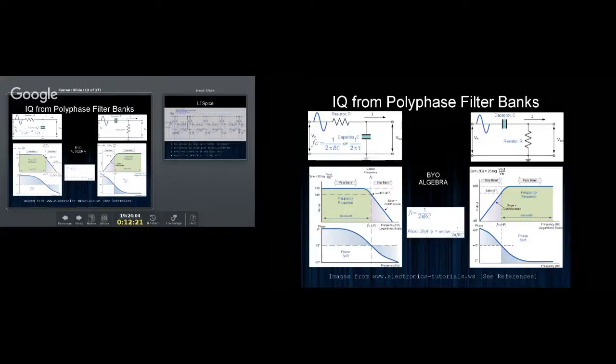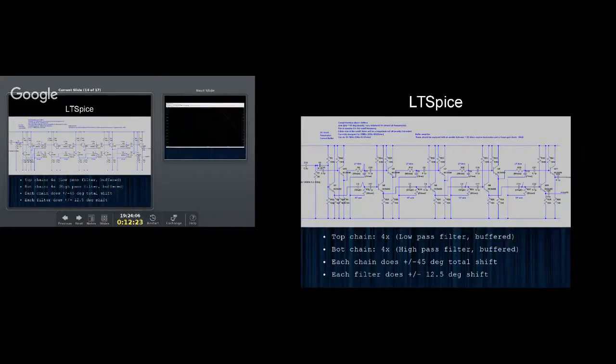So I went to LTspice. The top chain is 4 low-pass filters. Each one is buffered using an emitter follower. That's kind of important because the filters will load each other, so there are some challenges there when it comes to making longer chains of filters. So yeah, each one imparts a plus or minus 12.5 degree shift at that particular center frequency or corner frequency.